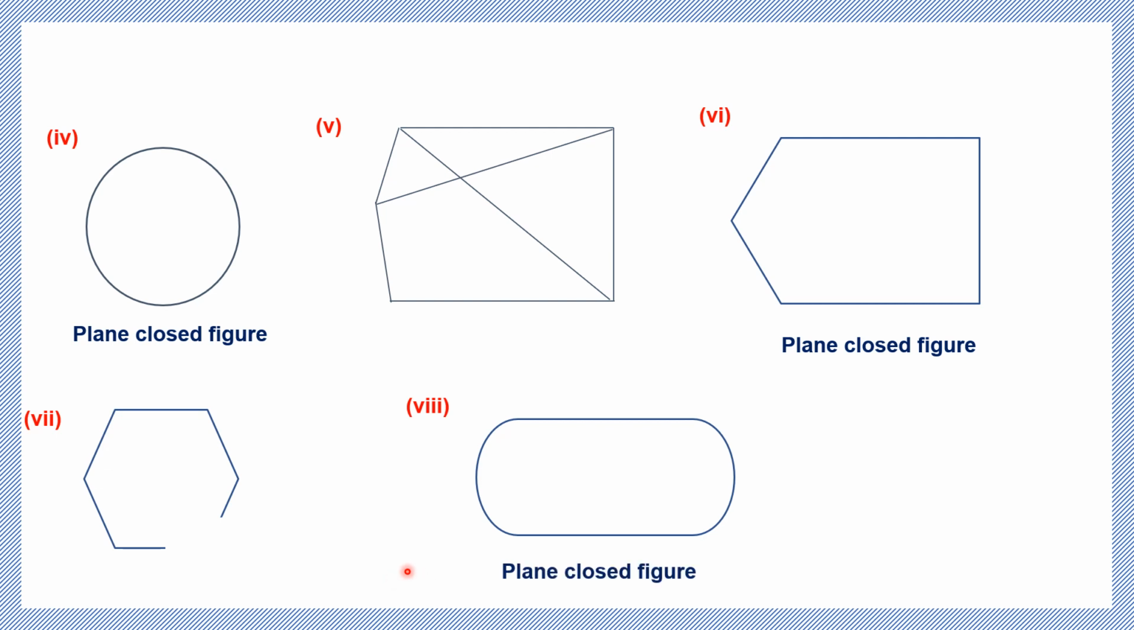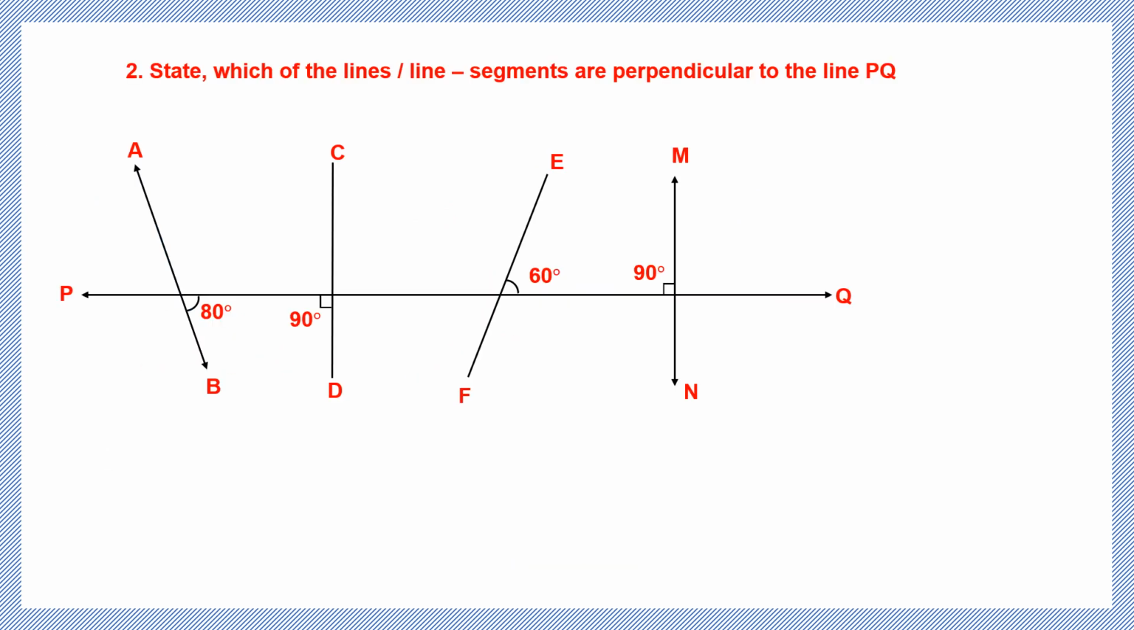So what are plane closed figures? They should be closed on all sides and they should be bound by curves or lines that are moving continuously and they should not intersect like this. Lines or curves should not intersect each other. Though this is fully closed, because the lines are intersecting, we cannot call them plane closed figures. Such figures cannot be called that.